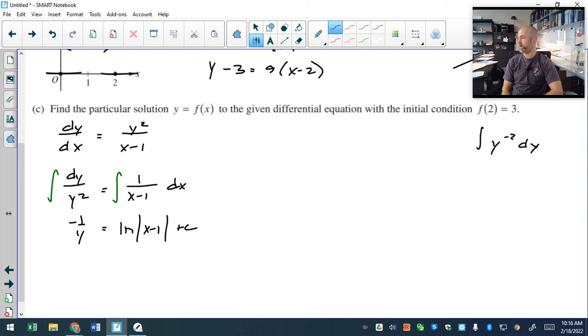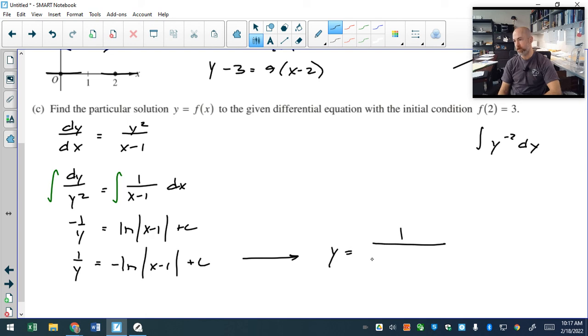I'm going to solve for x. Although I wonder if we solve for y first. Actually, I may go ahead and do this. It'd be 1 over y is negative natural log of x minus 1 plus a constant. Oh, wait. We're solving for y, aren't we? If you wanted to solve for y here, you would just flip both sides. It'd be y equals 1 over negative natural log x minus 1 plus c.